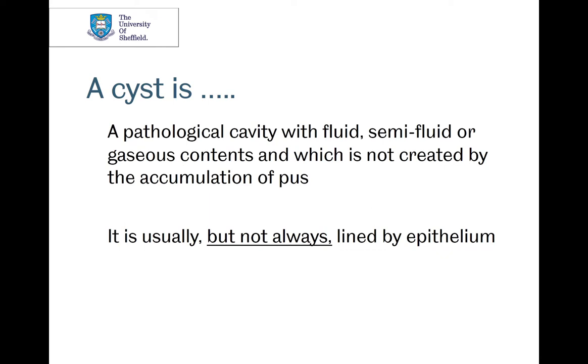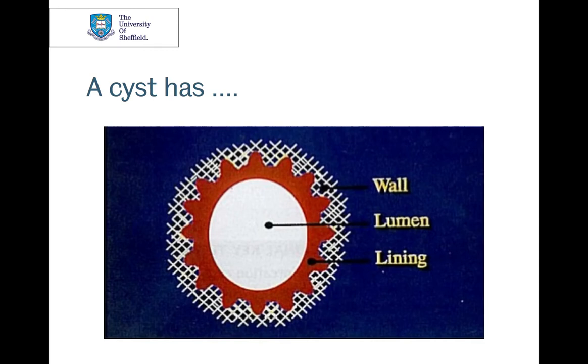And the cysts that we are going to have a look at in this presentation are lined by epithelium, but there are one or two others that you'll come across in other parts of the course where the lining is not epithelium. From a pathological point of view, a cyst has three components. It has a lumen, so that's going to be the solid, semi-solid, fluid or gaseous component of it. And then round that, enclosing it, is the lining, which may or may not be epithelium. And then supporting that will be a wall, which will largely be connective tissue.